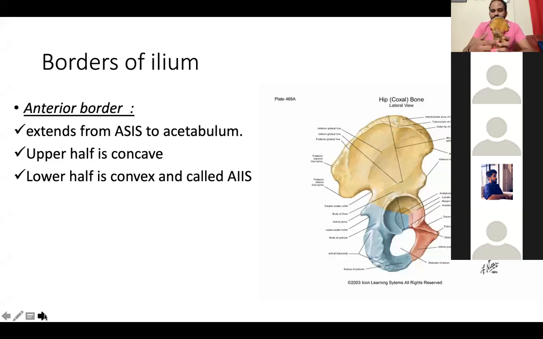Now we will talk about the borders. As I said, this ilium has three borders. One is the anterior border, this is the posterior border, and medially we have the medial border. So we have three borders. The anterior border extends from the anterior superior iliac spine to the acetabulum. So this is the anterior superior iliac spine, and from there to the acetabulum, this border is called the anterior border.